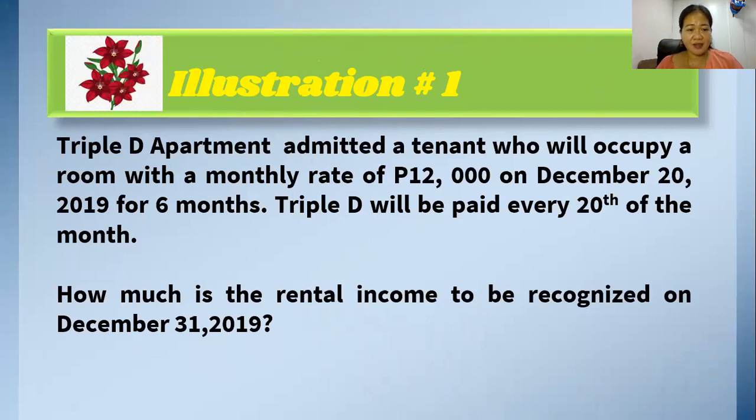Illustration number 1. Triple D Apartment admitted a tenant who will occupy a room with a monthly rate of $12,000 on December 20, 2019 for 6 months. Triple D will be paid every 20th of the month. How much is the rental income to be recognized on December 31, 2019?